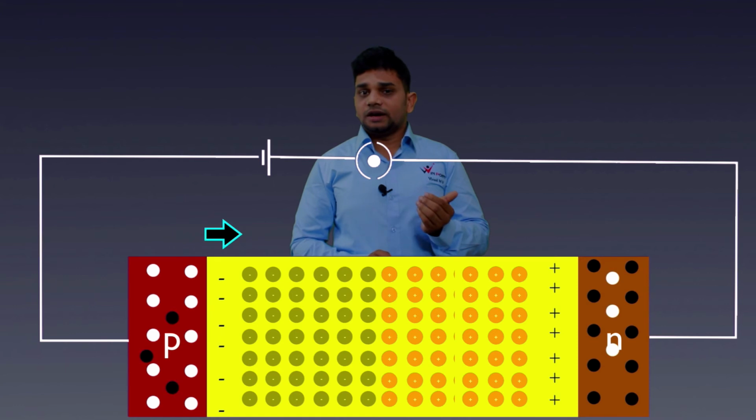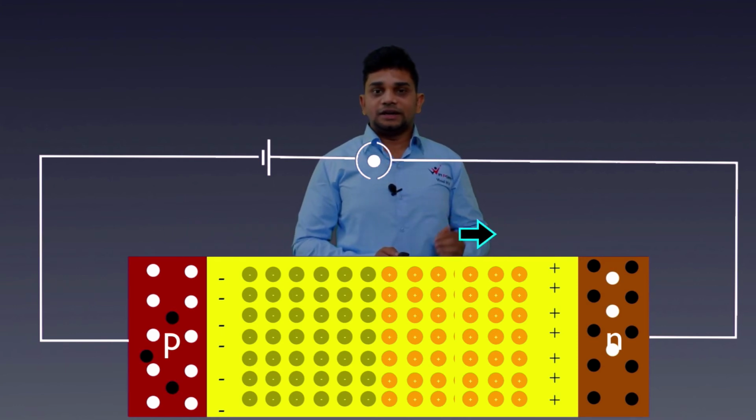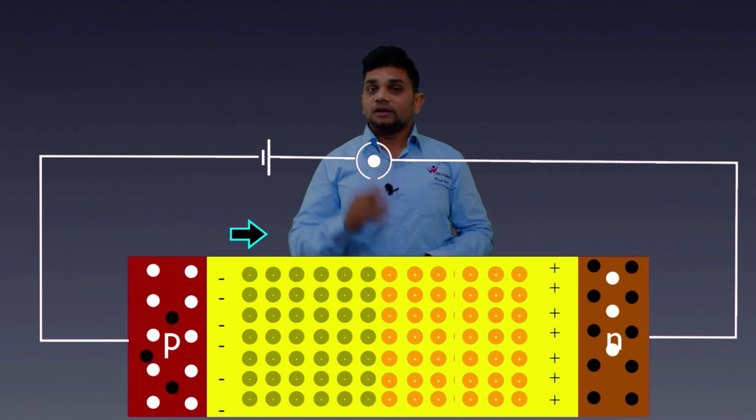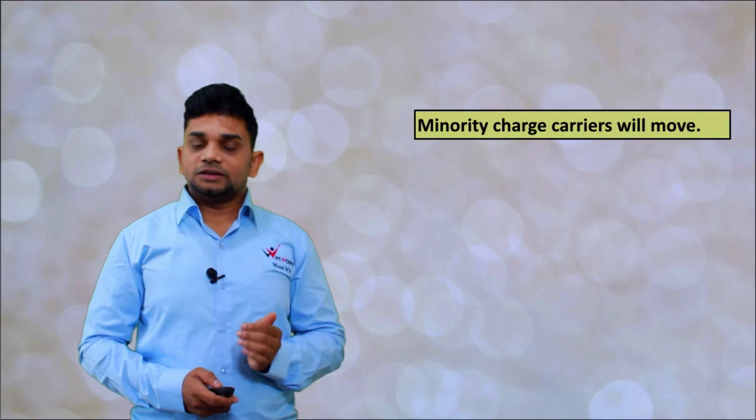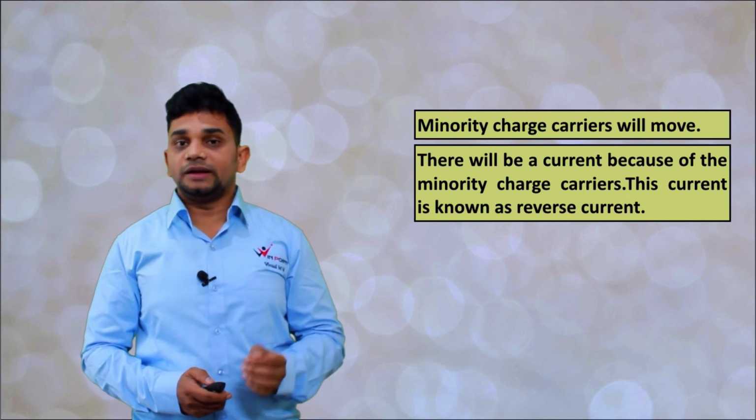Why it is called reverse current? Because it is happening in reverse biasing. Because of this minority charge carriers, there is a current. That current is known as reverse current. Minority charge carriers will move. There will be a current because of the minority charge carriers. This current is known as reverse current.